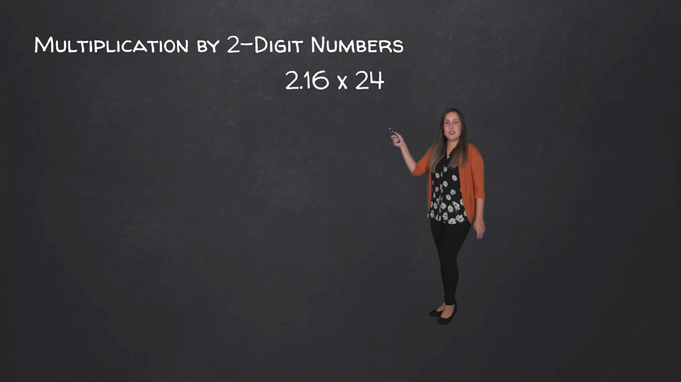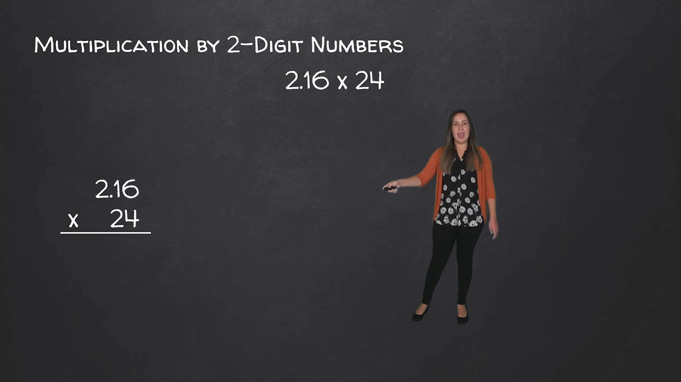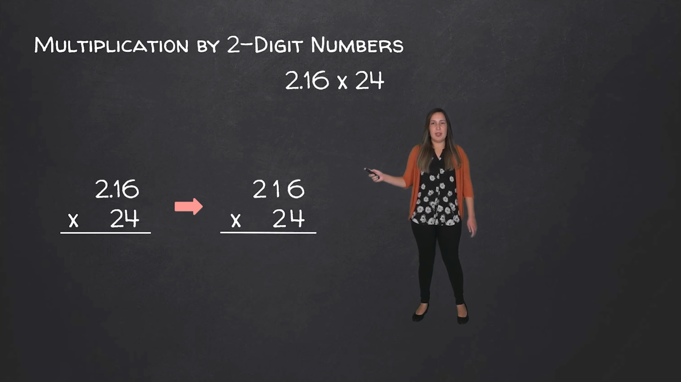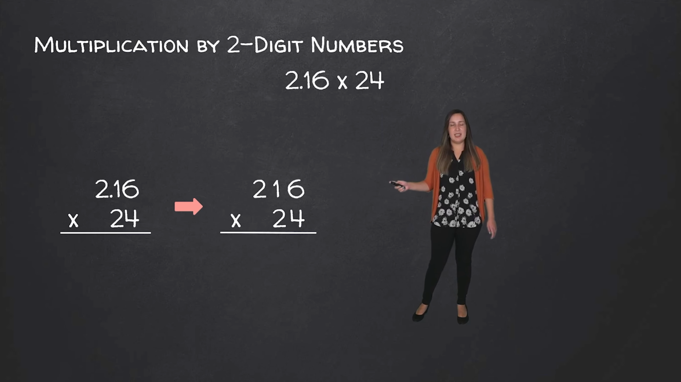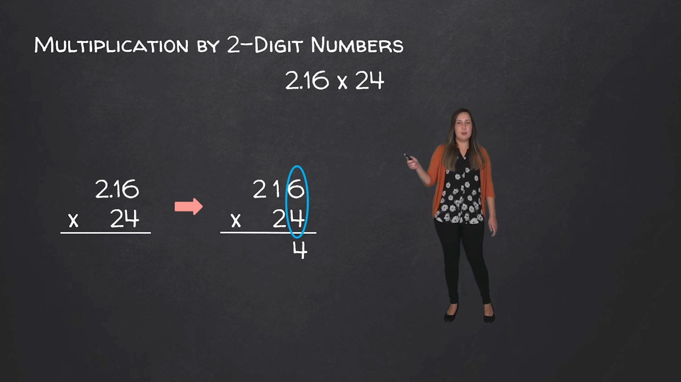So now we have 2 1600ths times 24. To get us started, let's take this problem and write it vertically. And then let's take that problem and write it without any decimal points. So now that we've done that, we're going to multiply normally. 4 times 6 is equal to 24. Bring down the 4 and bring up the 2.